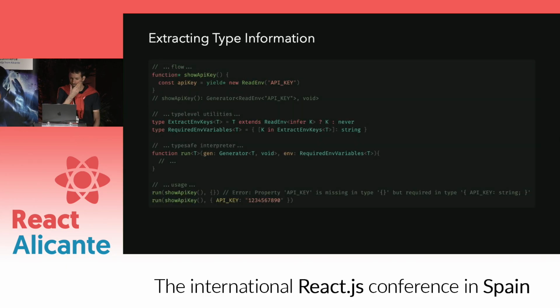So that got me thinking, what if we can do some type level extraction to extract those generic type parameters that our instruction have in order to provide, for example, a type-safe interpreter? Because again, if we had a redenv instruction, we expect that somehow we provided that env, right? So we can, for example, extract all the env keys that are read by the redenv instruction and then ensure that they are actually provided where we call run to actually run our generator.